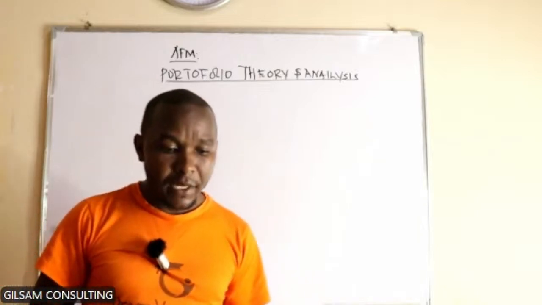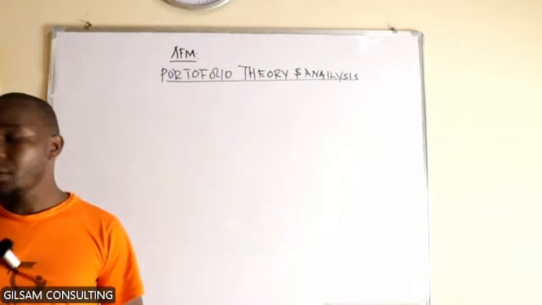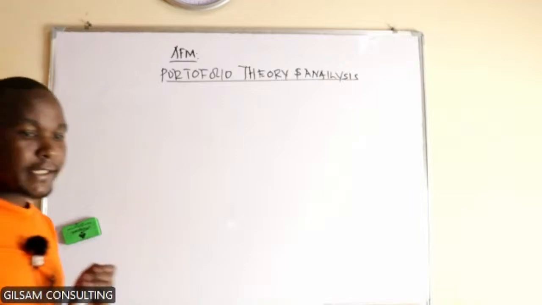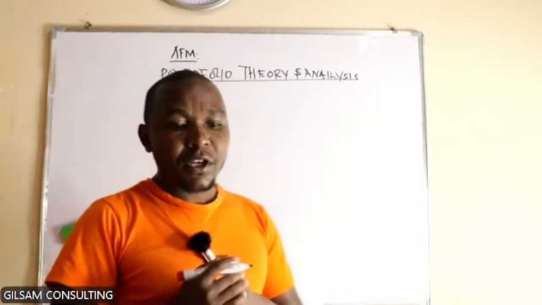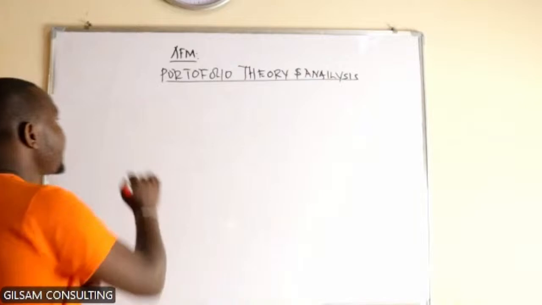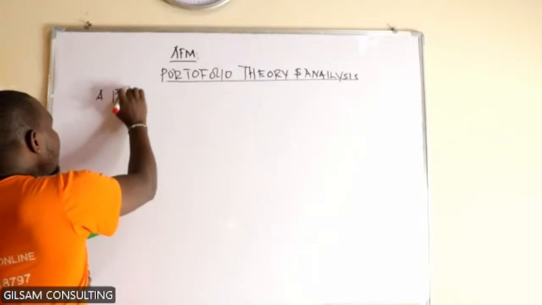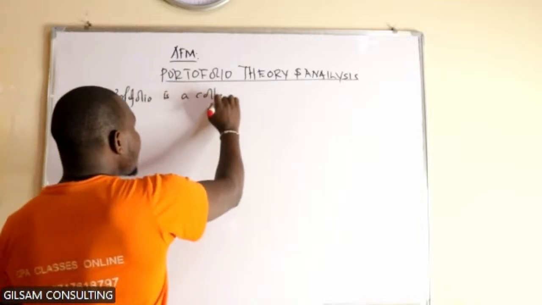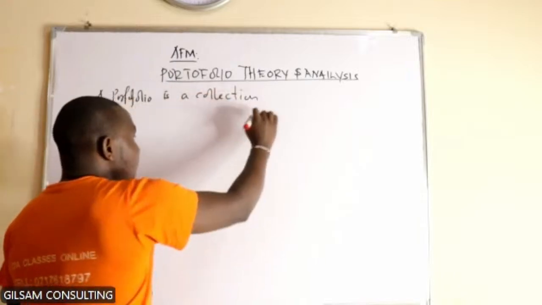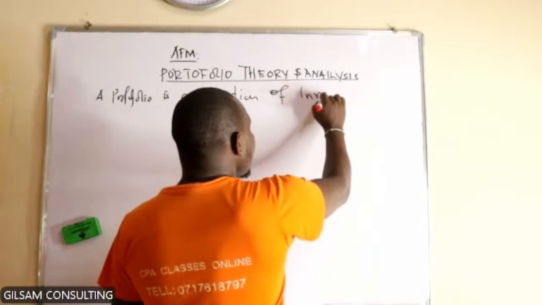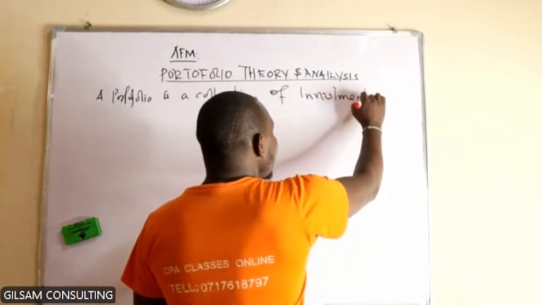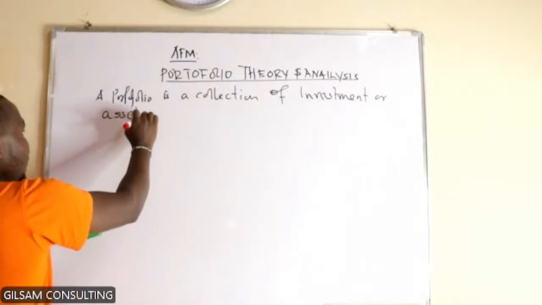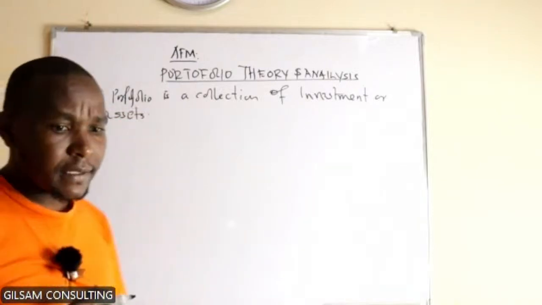Let's write a definition and say a portfolio is a collection of investments or assets. The formula: the weight of X squared multiplied by the standard deviation of X squared, plus the weight of Y squared multiplied by the standard deviation of Y squared, plus two times the covariance of X and Y. So that is the formula for a portfolio, a collection of investments X and Y.